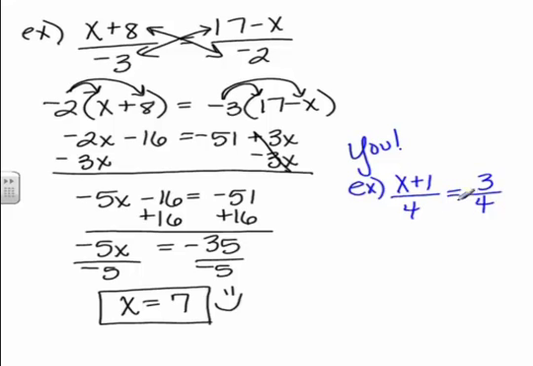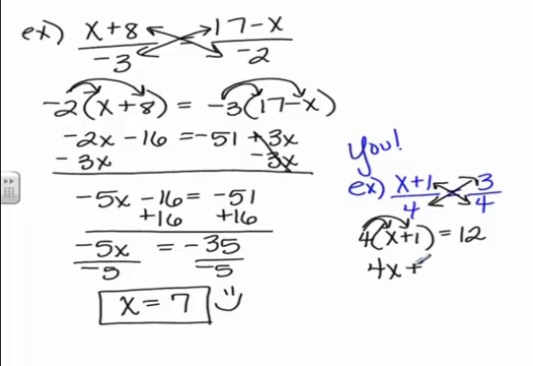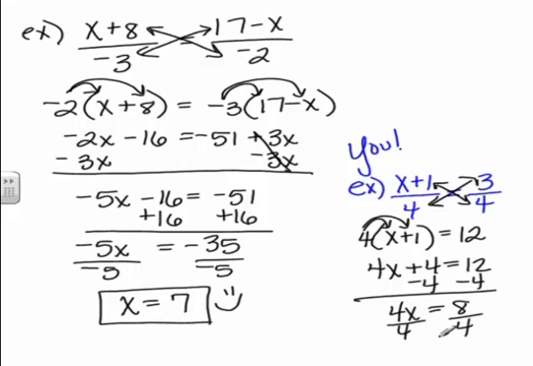All right, let's see if you got the correct answer. So we're going to cross multiply 4 times x plus 1, and cross multiply the other side, 4 times 3, which is 12. Clear parentheses first by the distributive property, so you should have gotten 4x plus 4 equals 12. Subtract 4 from each side, you have 4x equals 8. Divide both sides by 4, and x should have been 2.